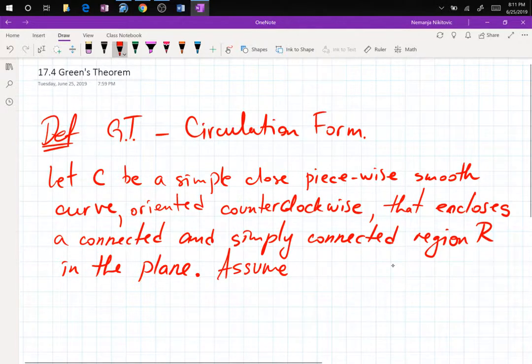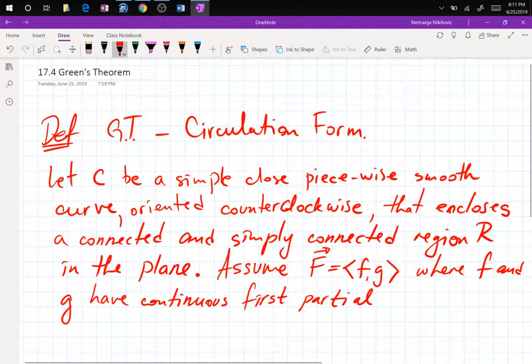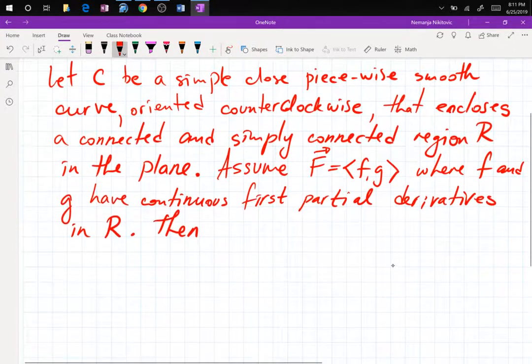Assume the vector field F, which was our good F, G, where F and G have continuous first partial derivatives in R. Then, finally, there is the formula.